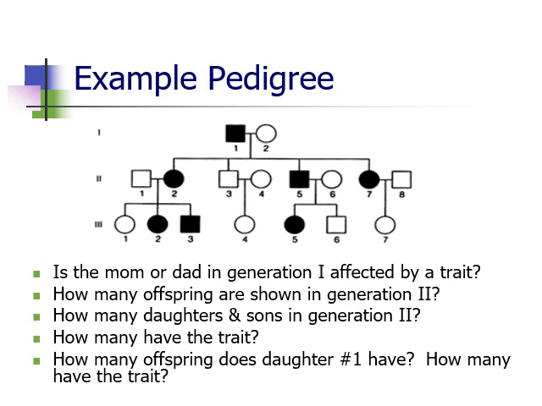So our first question asks us, is the mom or dad in generation 1 affected by a trait? So in order to figure this out, you go up to the very top of the pedigree where Roman numeral 1 is, and we see that we have a mom and dad over to the right of it, a square and a circle. And of those two, the square is the only one that's filled in. So that tells us that whatever trait we're looking at, the male has it. So the dad has it in this example. The mom does not. She's not filled in, so she does not have that trait.